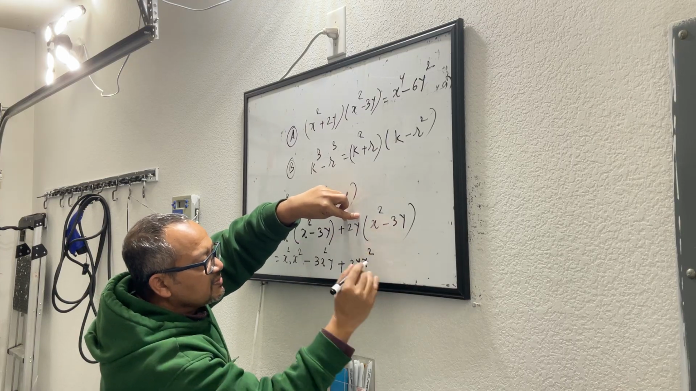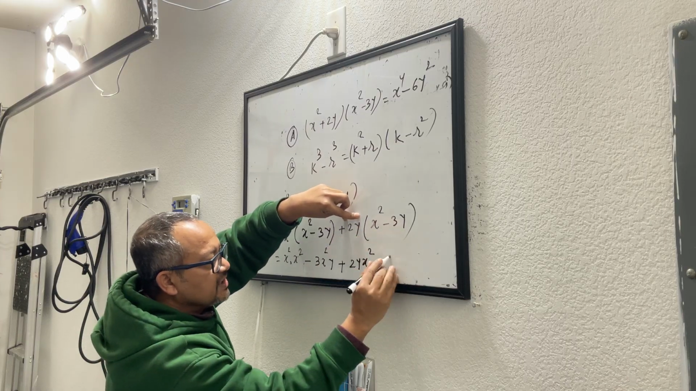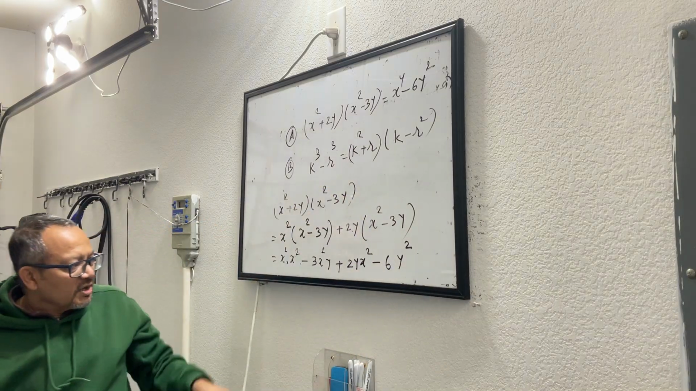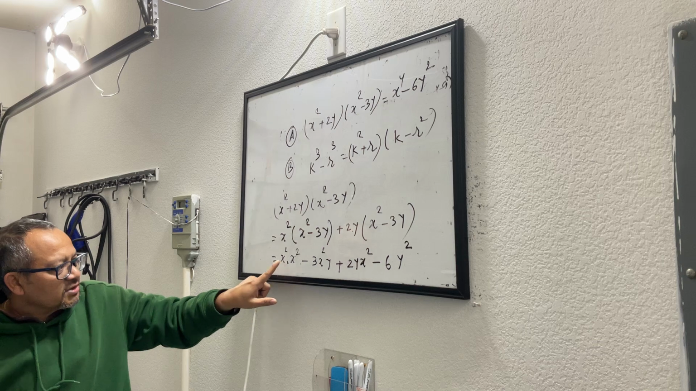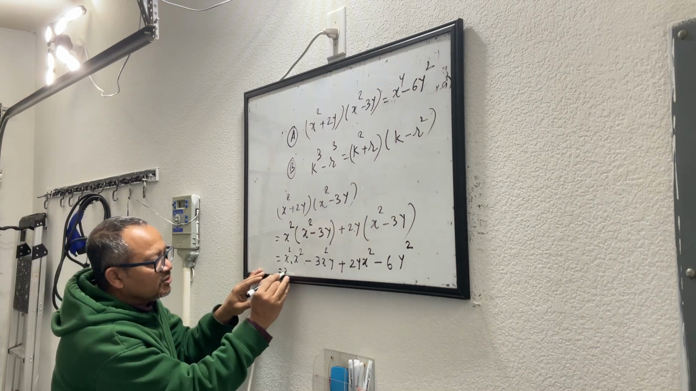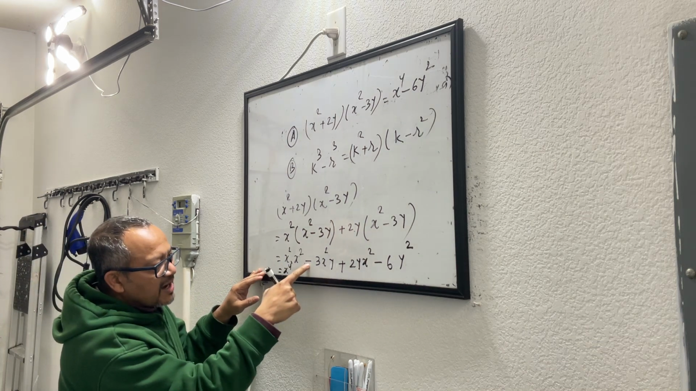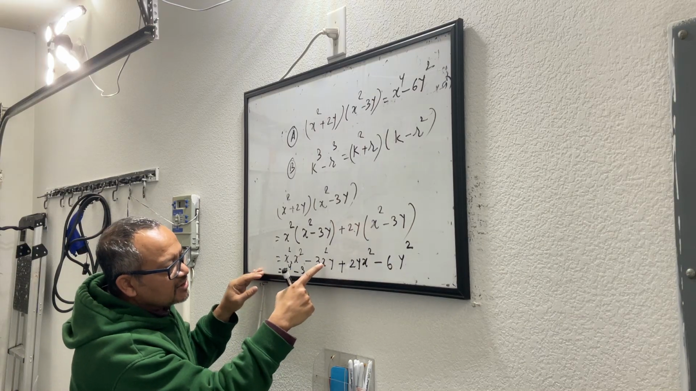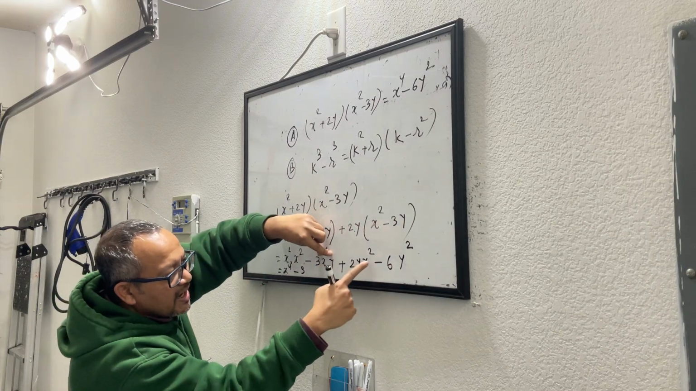Plus into minus gives me a minus. 2 into 3 is 6. y into y becomes y square. What do I have here? x square into x square is x to the power 4. Minus 3x square y. So minus 3x square y. See, x square y, x square y.